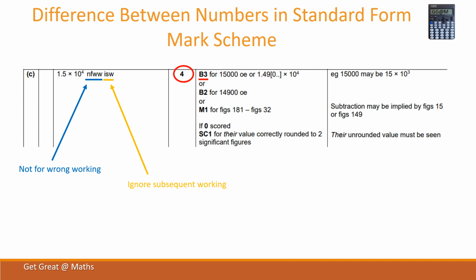B3 means there are 3 method marks for getting this stage or equivalent. B2 are 2 method marks for getting to this stage. N1 is 1 method mark for getting here. Now, if you didn't get any marks on the question for what you've done, but you rounded your answer correctly to 2 significant figures, you can get 1 mark for doing the rounding correctly.